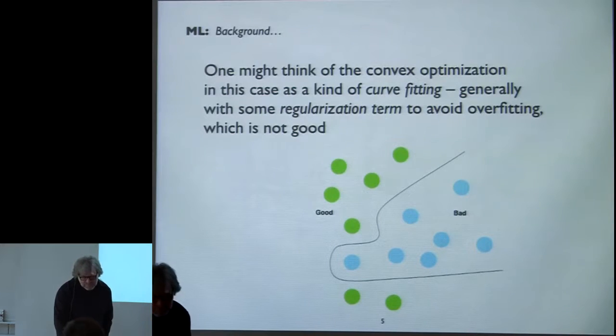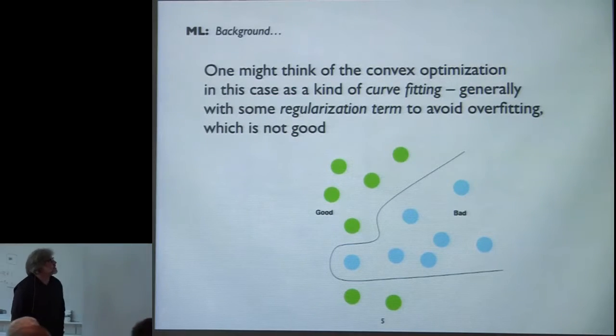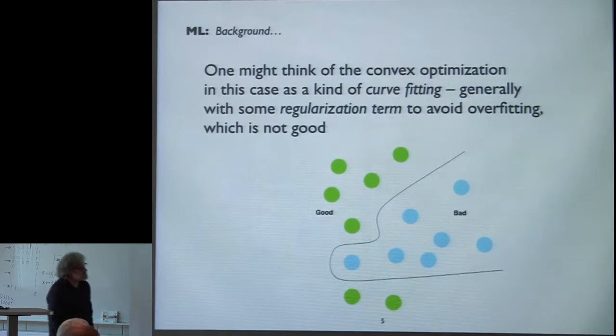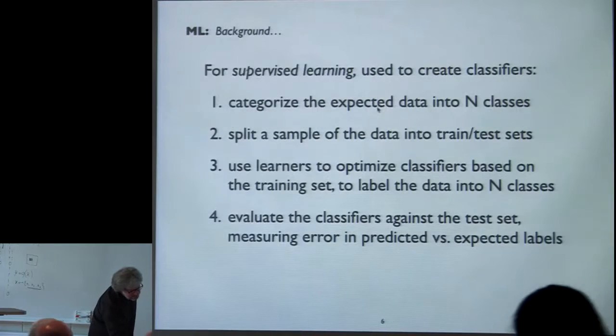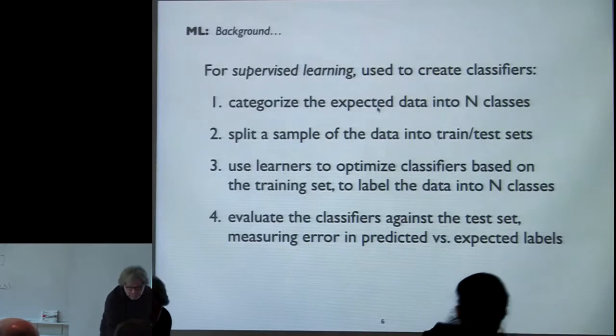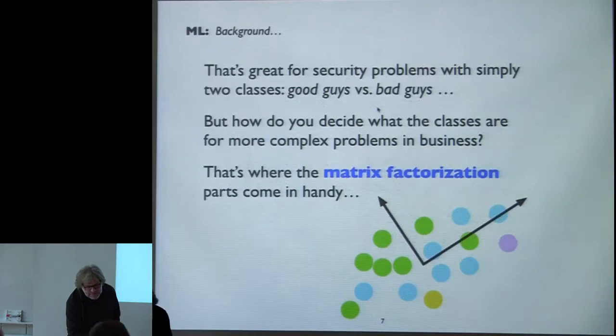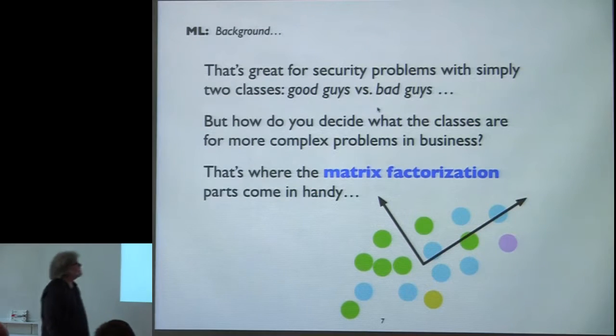In terms of convex optimization, the different linear models, support vectors, different ways of putting together classifiers, etc., will tend to fall into this. And as mentioned, you work with your training set, your test set. You optimize your classifiers based on the training set, and then evaluate it based on the test set. And that's great if you have the classes.